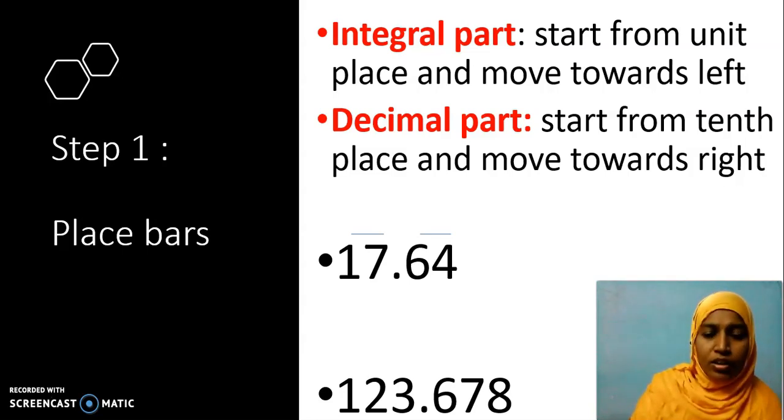Take care to note this number and place the bars now. For the whole part, how will you place them? And for the decimal part, how will you place the bars? Come on, have you drawn it? Shall I see how you have done it? Now look at this and check whether you are right.